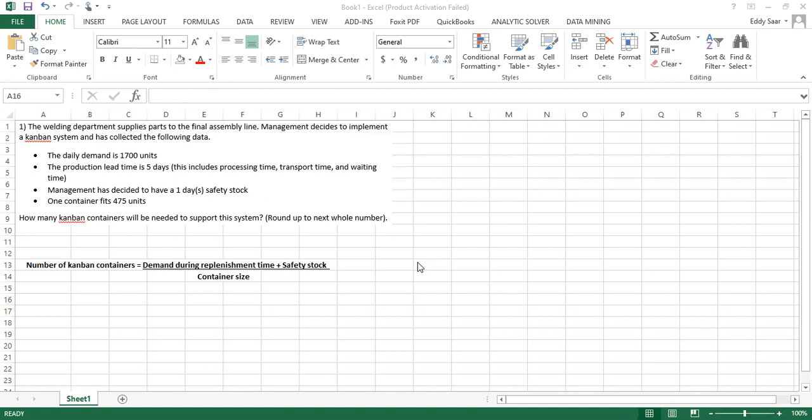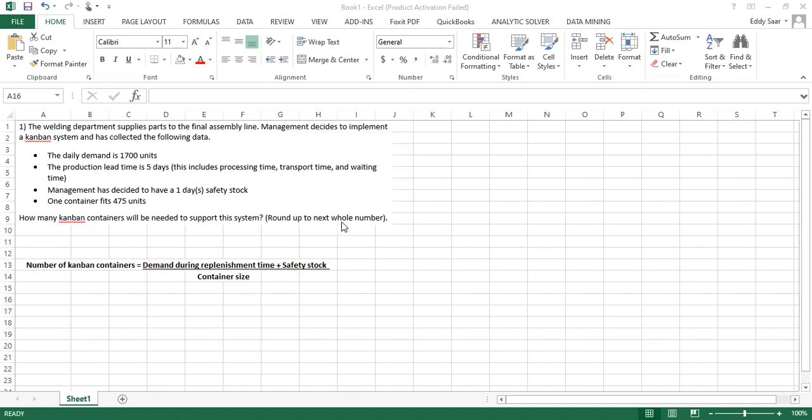The building department supplies parts to the final assembly line. Management decides to implement a Kanban system and has collected the following data. The daily demand is 1,700 units. The production lead time is 5 days, including the processing time, transport time, and waiting time. Management has decided to have 1 day of safety stock, which is smart. One container fits 475 units. Then they ask, how many Kanban containers will be needed to support this system, round up to the next whole number?